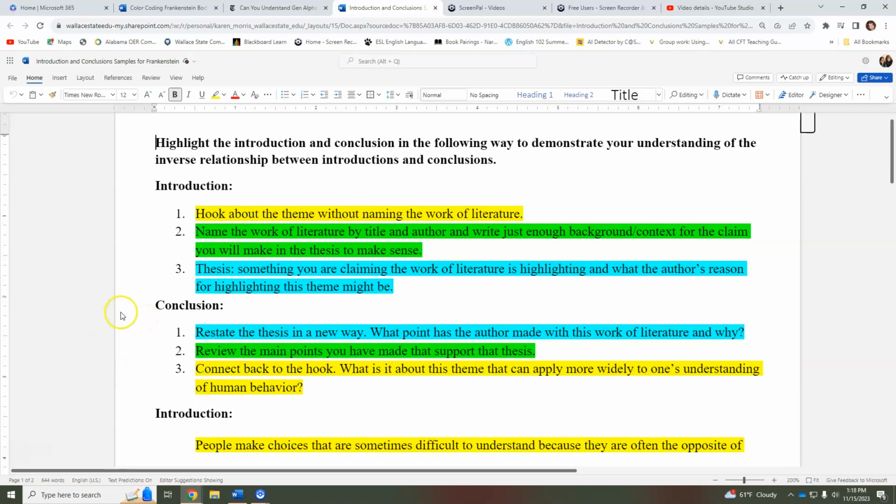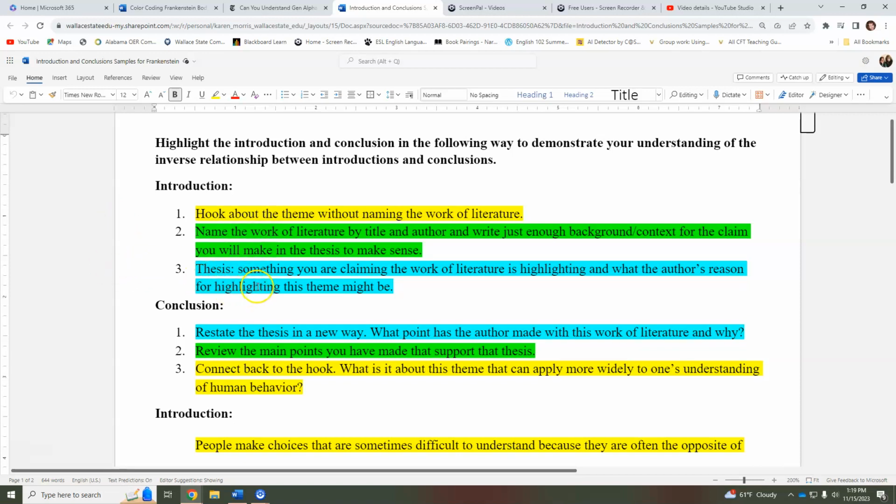So you can see that an introduction, and here's a question on the final exam, what are the parts of the introduction? And an introduction starts with a hook, then gives enough background or context for the thesis to make sense. This is true if you're writing about literature, if you're writing an argument, if you are doing a compare-contrast essay, any kind of those academic essays.